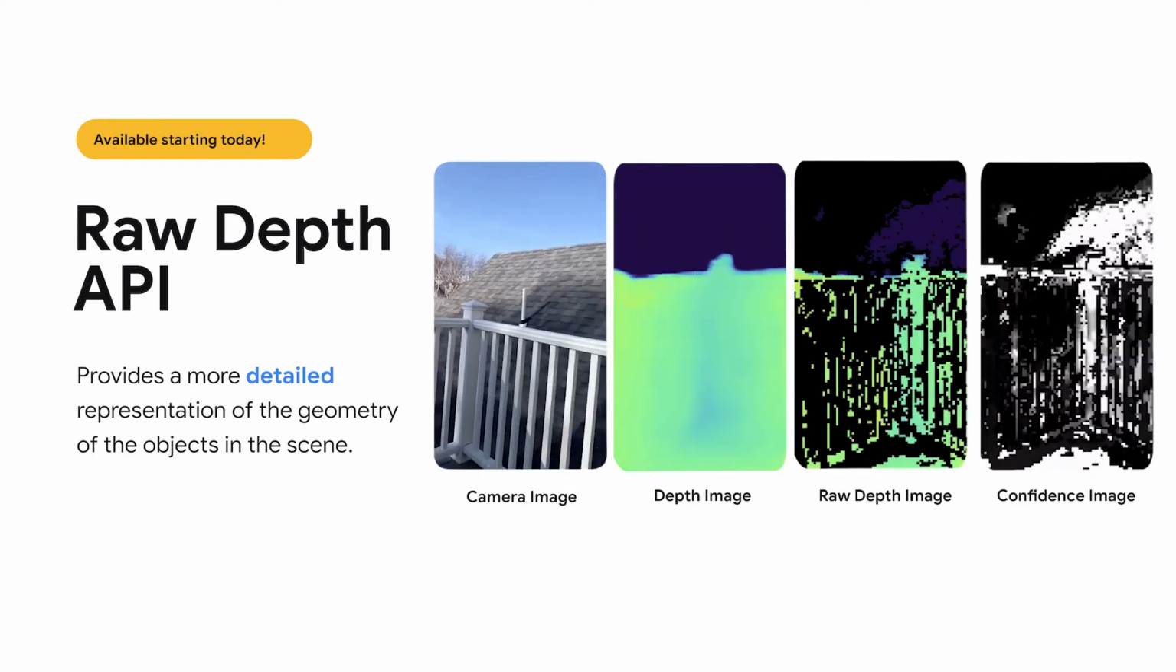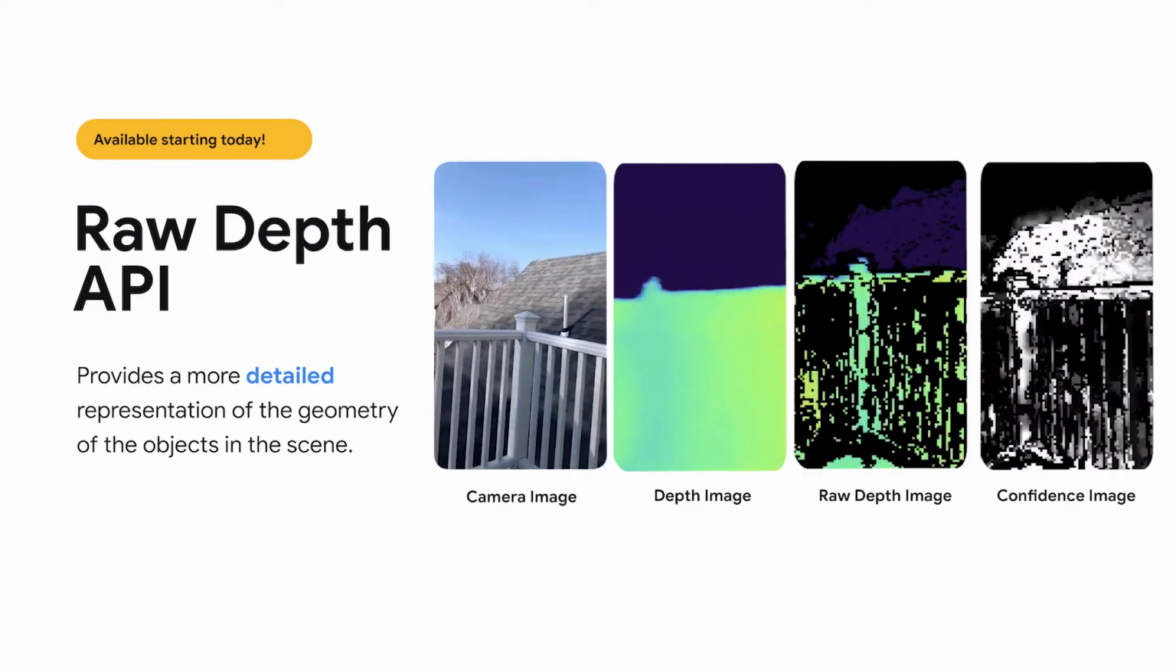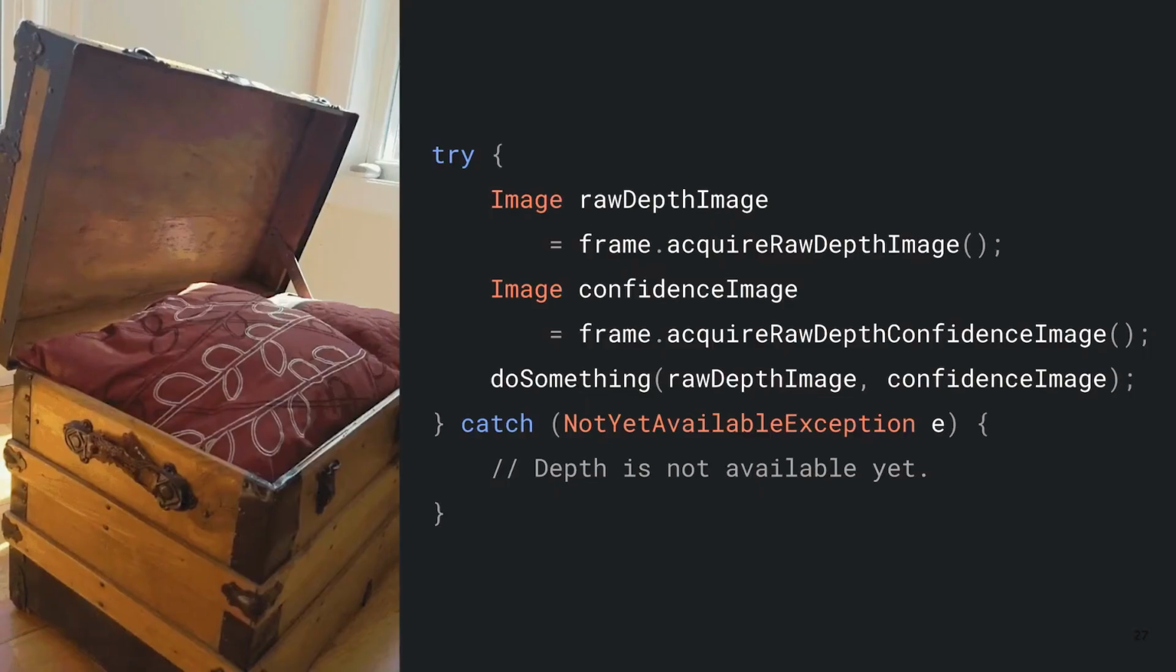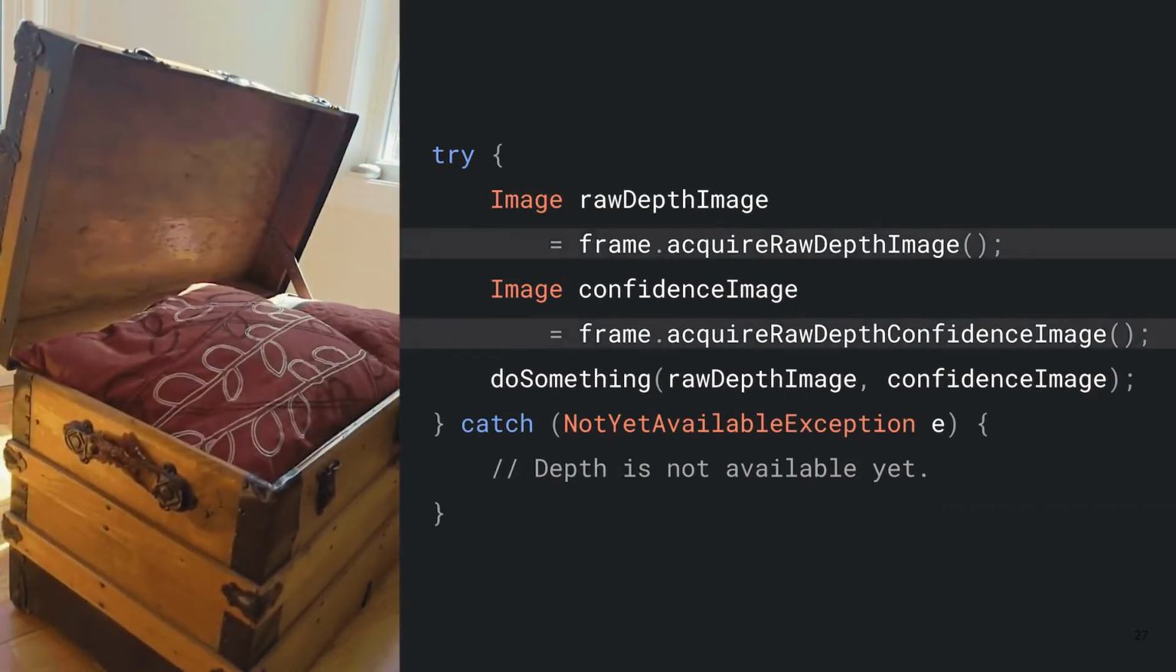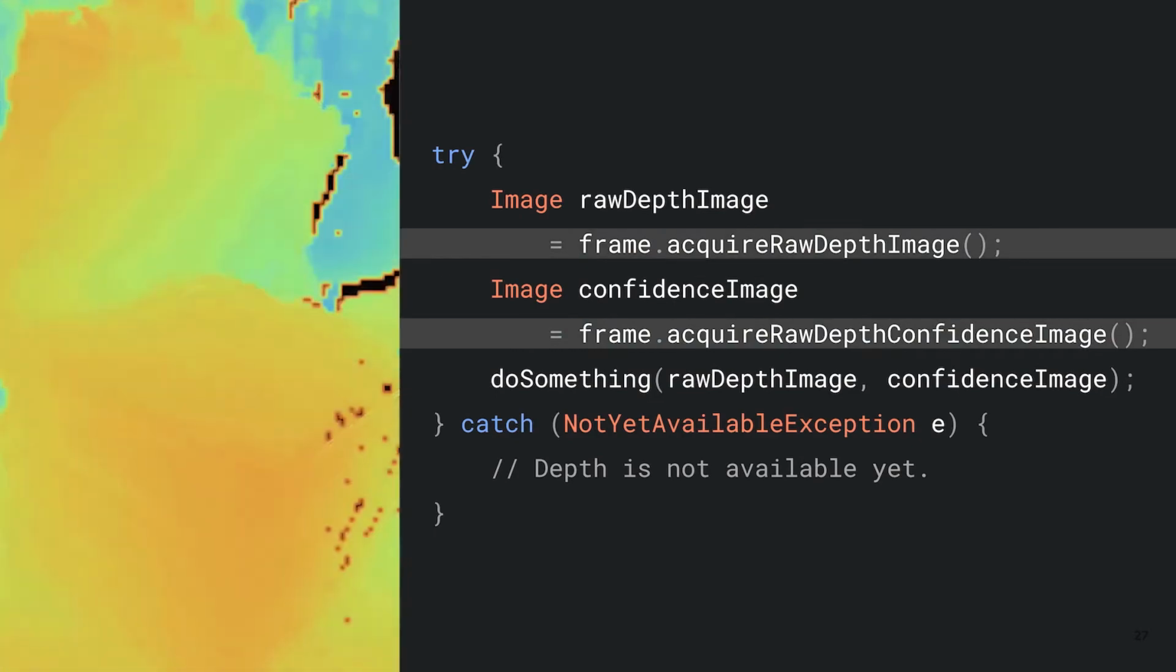Raw depth is available on all the devices we showed before. No specialized hardware required. Just like before, we can access the raw depth image and the confidence image for every camera frame. Just call the two matching functions shown in the code snippet on the right.